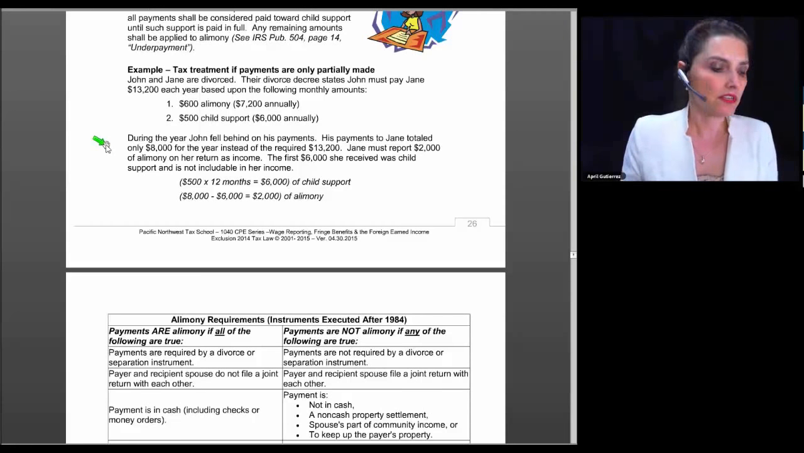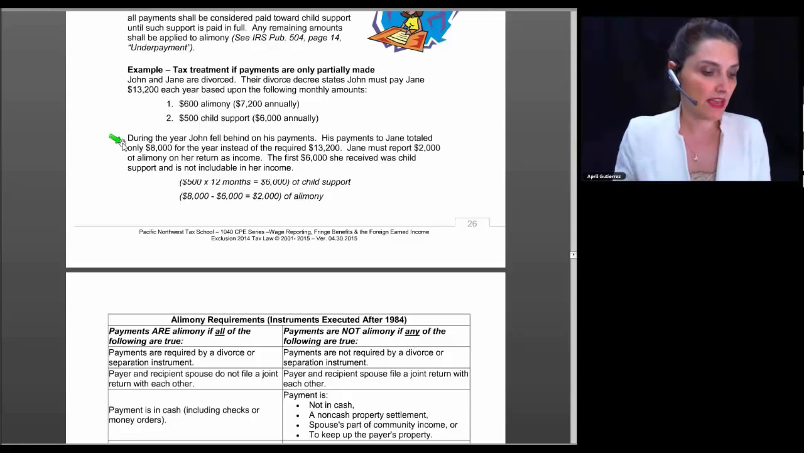Jane will report only $2,000 of alimony on her return, and the reason for that is that the first $6,000 she received is going to be applied to child support. So 500 times 12 months, $6,000 is child support out of $8,000. So the difference between those two numbers will be alimony.